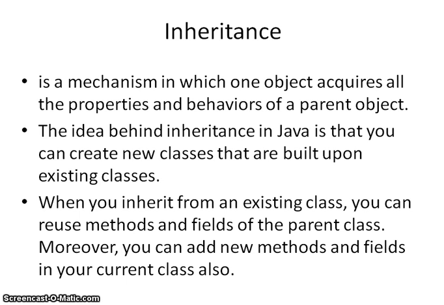Inheritance is a mechanism in which one object acquires all the properties and behavior of the parent object. The idea behind inheritance in Java is that you can create new classes that are built upon existing classes. When you inherit from an existing class, you can reuse methods and fields of the parent class. Moreover, you can add new methods and fields in your current class.